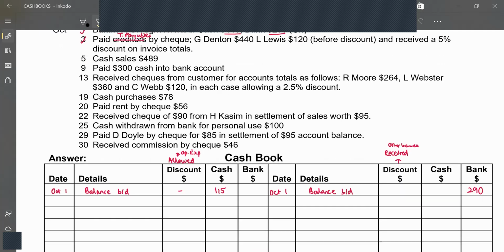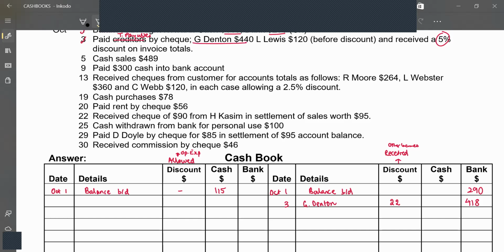So G Denton, on the 3rd of October, the amount is 440. These are before-discount amounts, and you've received a 5% discount. So 440 times 5% is going to give you your discount. That's going to be $22. And then 440 minus $22 is the actual amount that you've paid through check, and it's in the bank column.